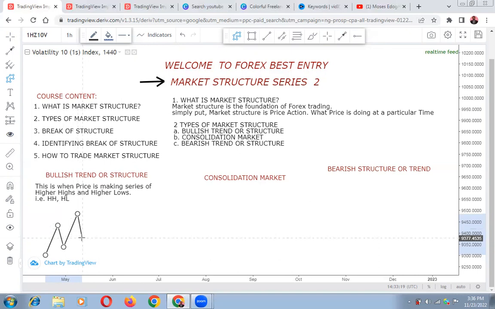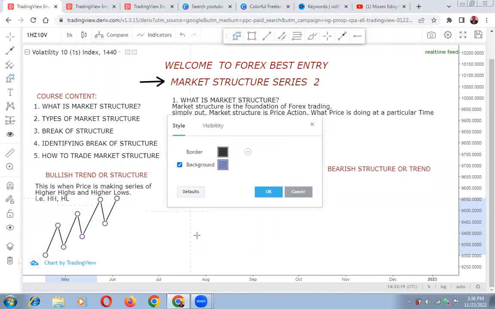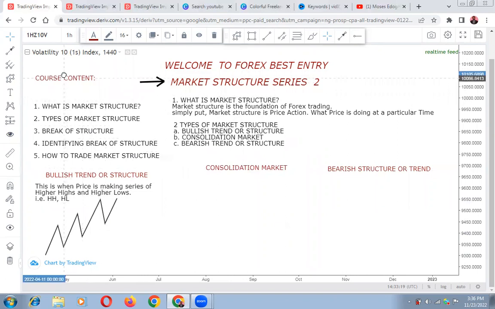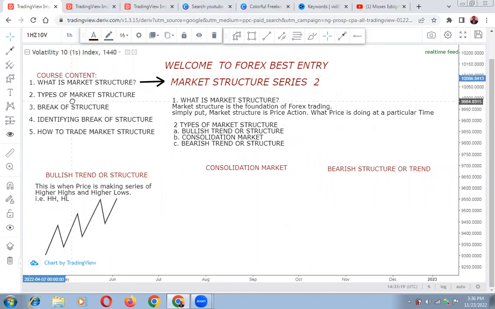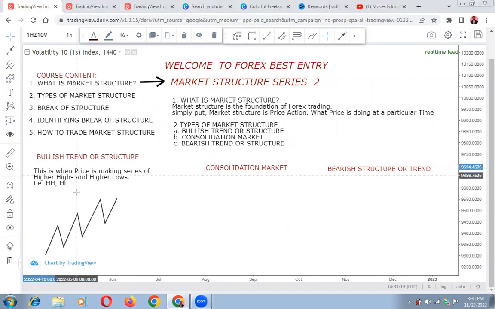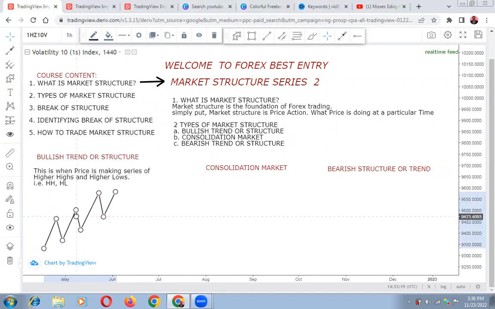Then it comes and gives you a higher low. Why is it a higher low? Because this low is higher than this low. So it gives you a higher low, a higher high, a higher low, and then another higher high. This is a bullish structure or a buying market. This is simply what we mean by a bullish structure or a bullish trend. The market is giving you a series of higher highs and a series of higher lows.